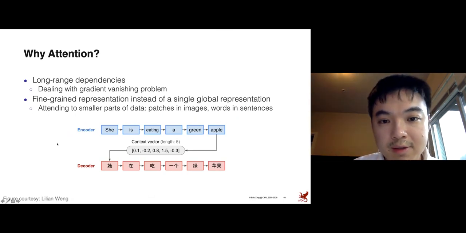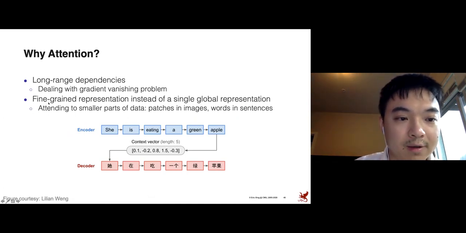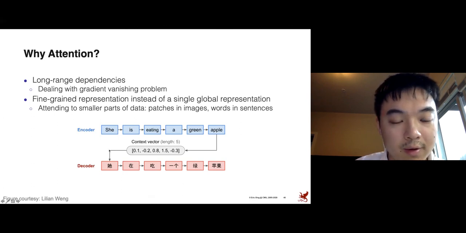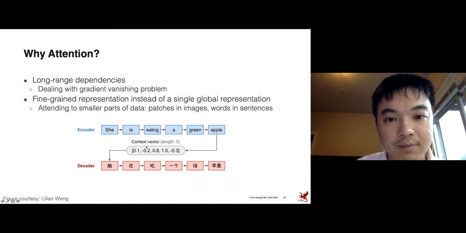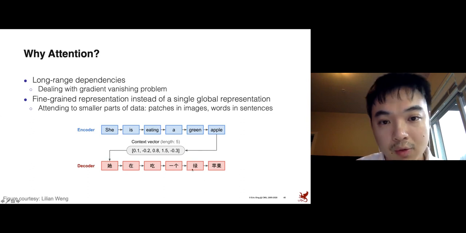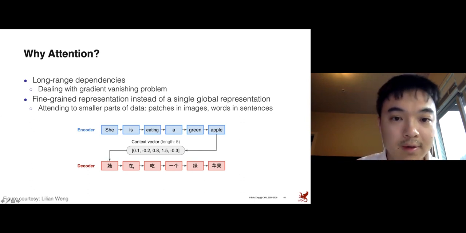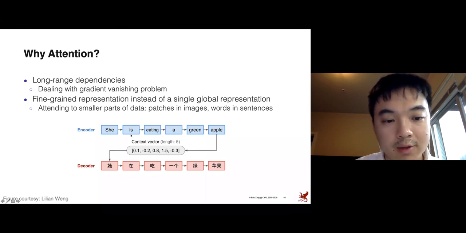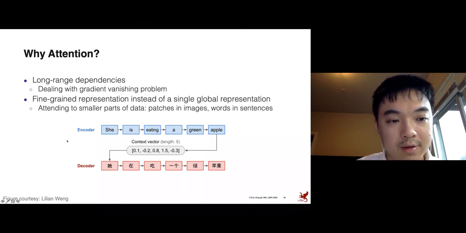The second advantage of using attention is that we get a finer-grained representation instead of a single global representation. This particular token will have so-called attention weights across all the input tokens. With these weights, you mix the input features accordingly. We will see more details in the next slides. Different output tokens correspond to different attention weights, and these weights mix the input tokens specifically for a particular output token so that you get a fine-grained representation.